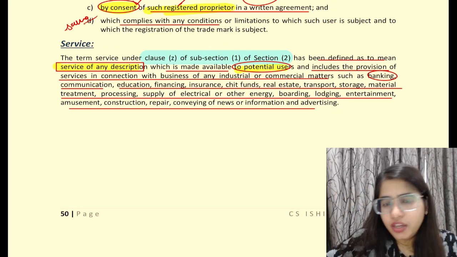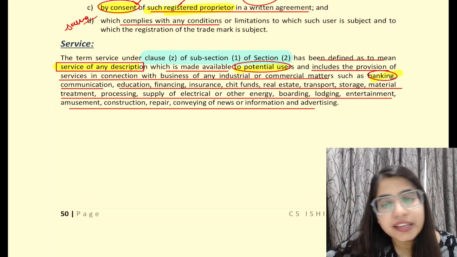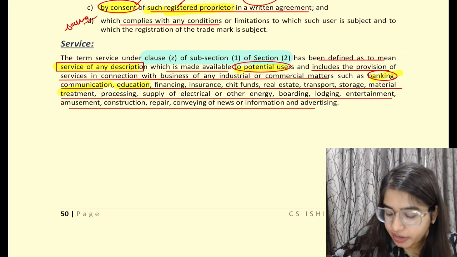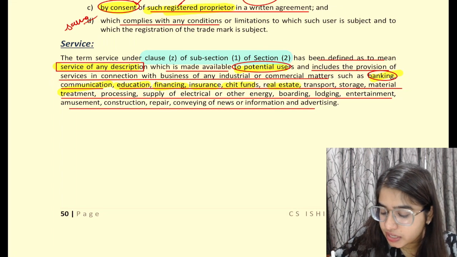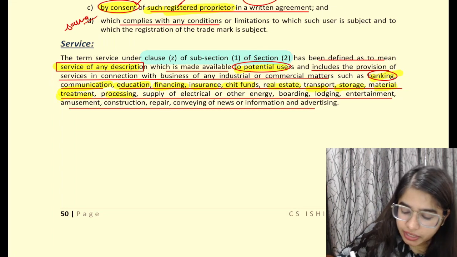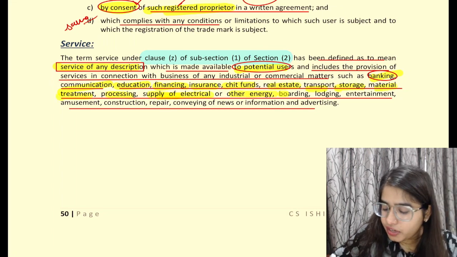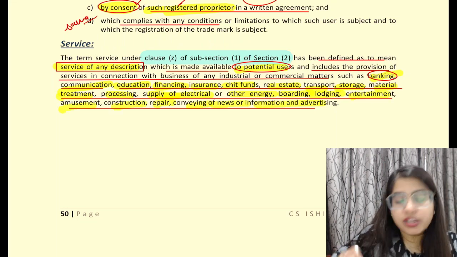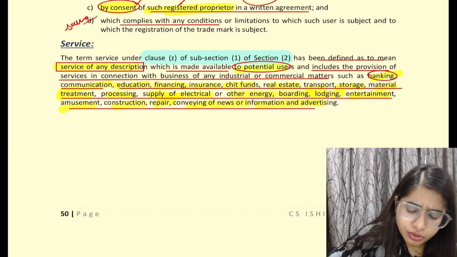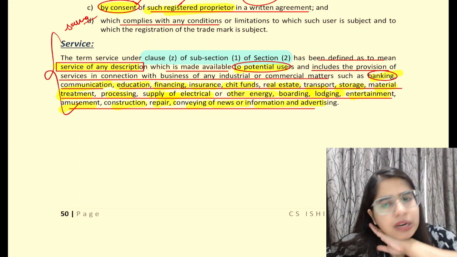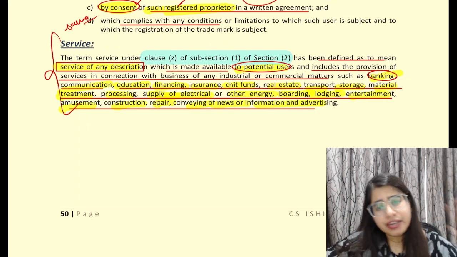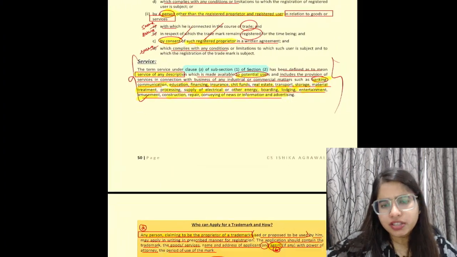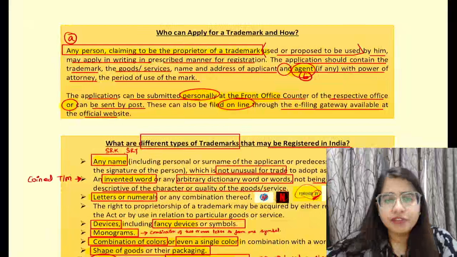users, including some specific services given, like banking, communication, education, financing, insurance, chit funds, real estate, transport, storage, material processing, supply of energy, boarding, lodging, entertainment, amusement, construction, repair, news and advertisement. The same definition of service is given in many acts. So service means everything will be included in the service. I hope we are done with the definition part.